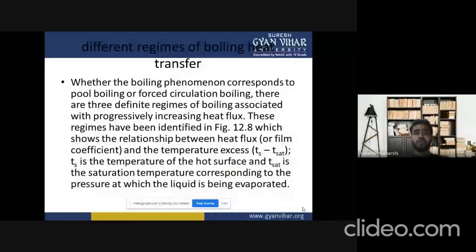The boiling phenomenon corresponds to the full boiling process. There are three different regimes of boiling associated with progressively increasing heat flux. These regimes have been identified in figure 12.8, which shows the relationship between the heat flux and the temperature axis. Ts is the temperature of the hot surface, and T saturated is the saturation temperature corresponding to the pressure at which the liquid is being evaporated.